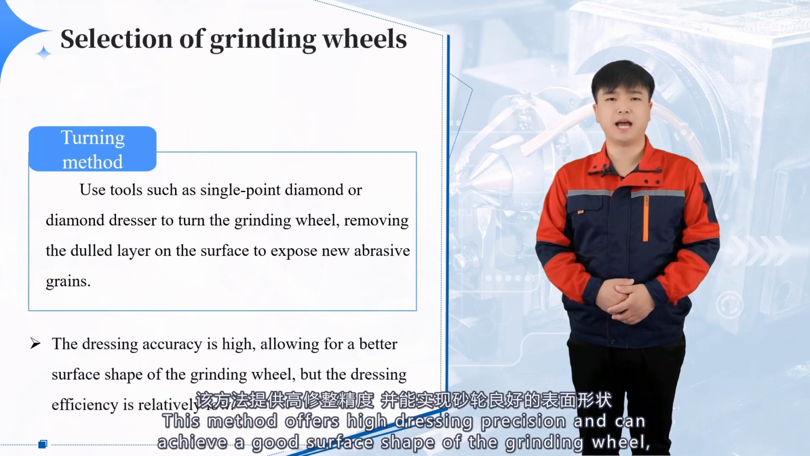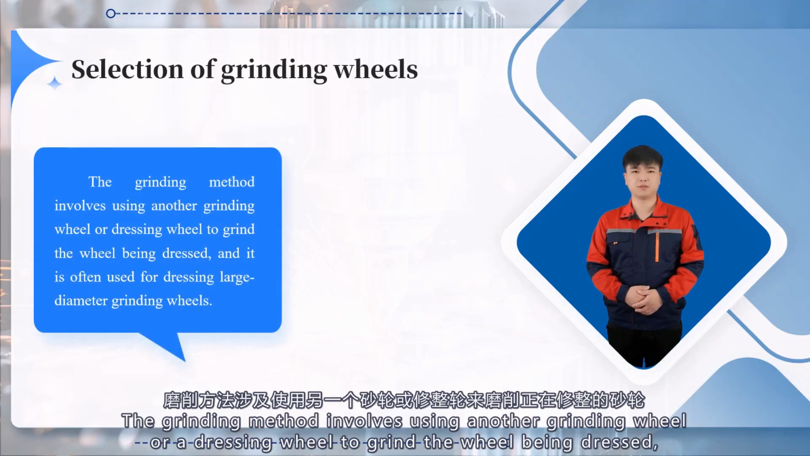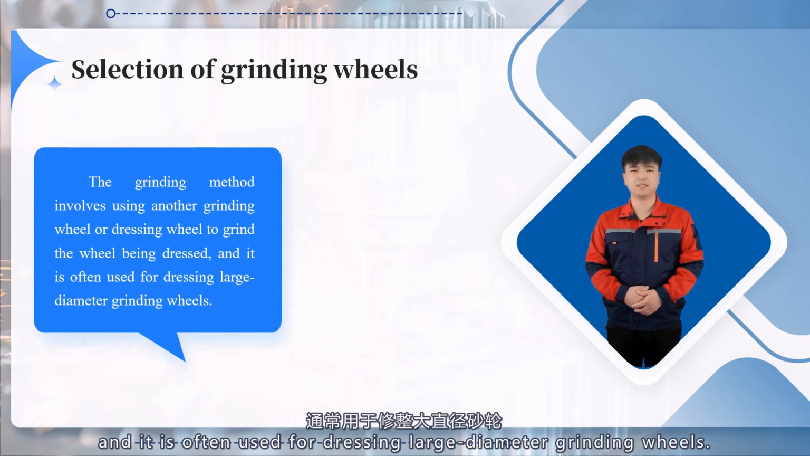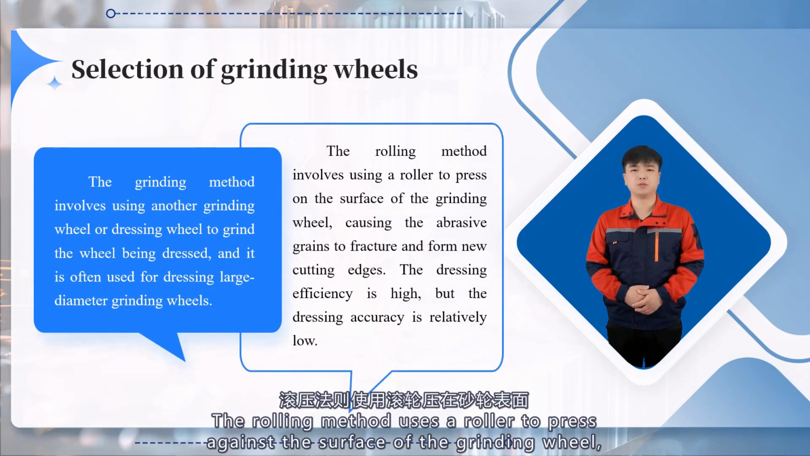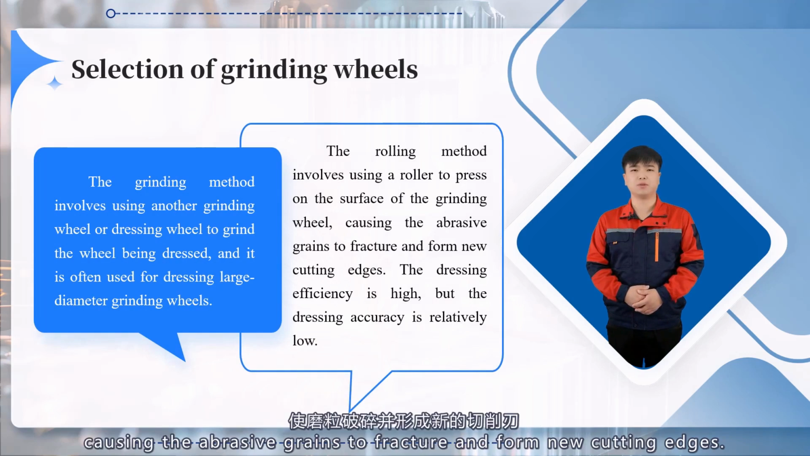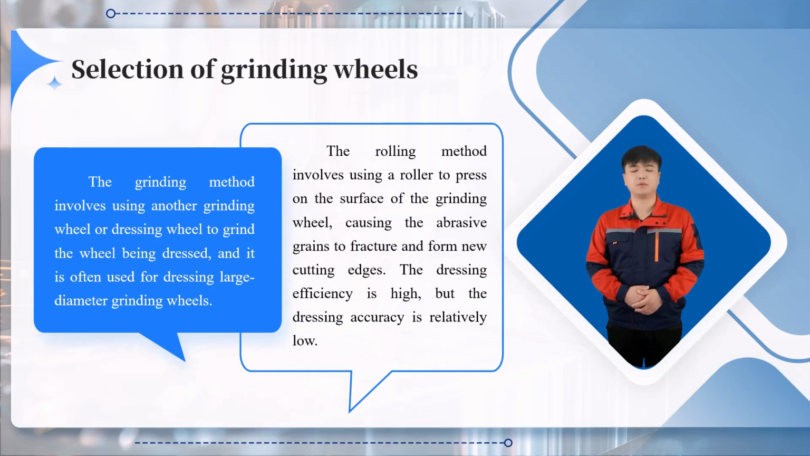This method offers high dressing precision and can achieve a good surface shape of the grinding wheel, but has relatively low dressing efficiency. The grinding method involves using another grinding wheel or a dressing wheel to grind the wheel being dressed, and it is often used for dressing large diameter grinding wheels. The rolling method uses a roller to press against the surface of the grinding wheel, causing the abrasive grains to fracture and form new cutting edges. This method has high dressing efficiency but relatively lower dressing precision.